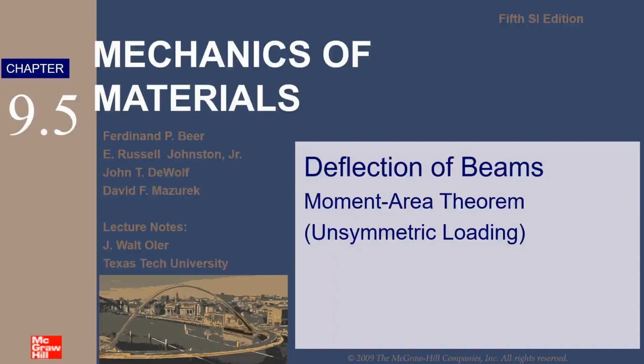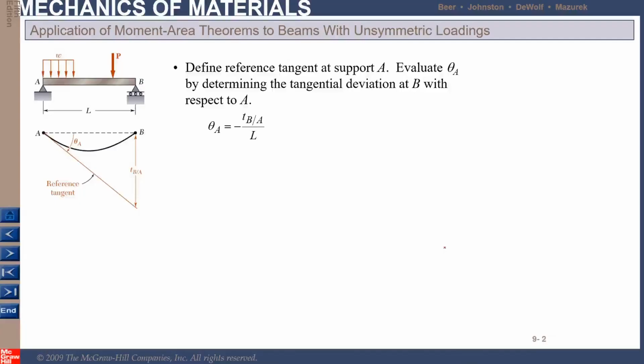So this is the final part for chapter 9, in which I will use the moment area theorem that we already learned in chapter 9.4 on unsymmetrical loading, in order to find the slope and deflection of the beam. So basically, the idea is the same.